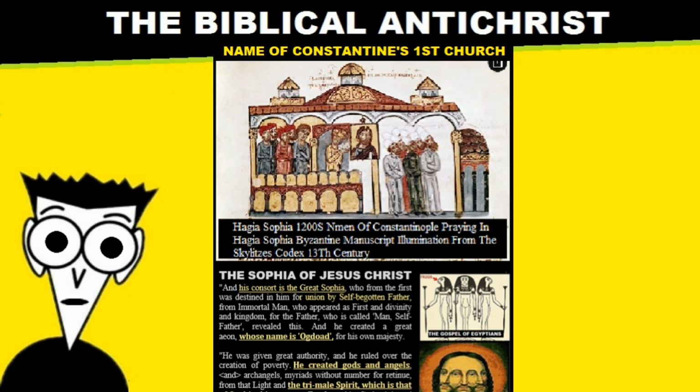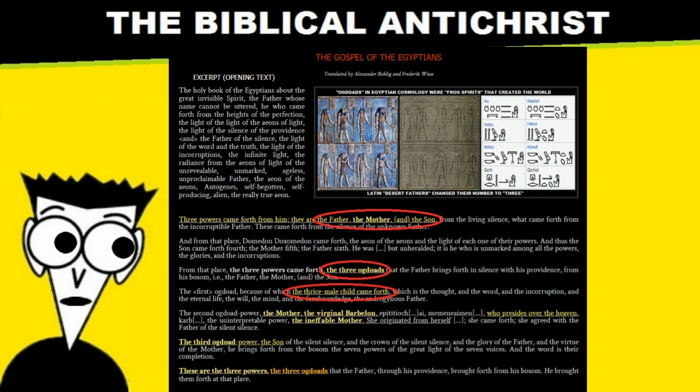We have amply previously covered how accurate this prophecy was, historically, as Rome's doctrine of the Trinity was taken from the Desert Fathers in Egypt, and originally called the trimale spirit of Ogdoads, from the Gospel of the Egyptians. Ogdoads were Egyptian creation spirits associated with the Nile, and were depicted as frogs. Exactly, as John had indicated in his prophecy.